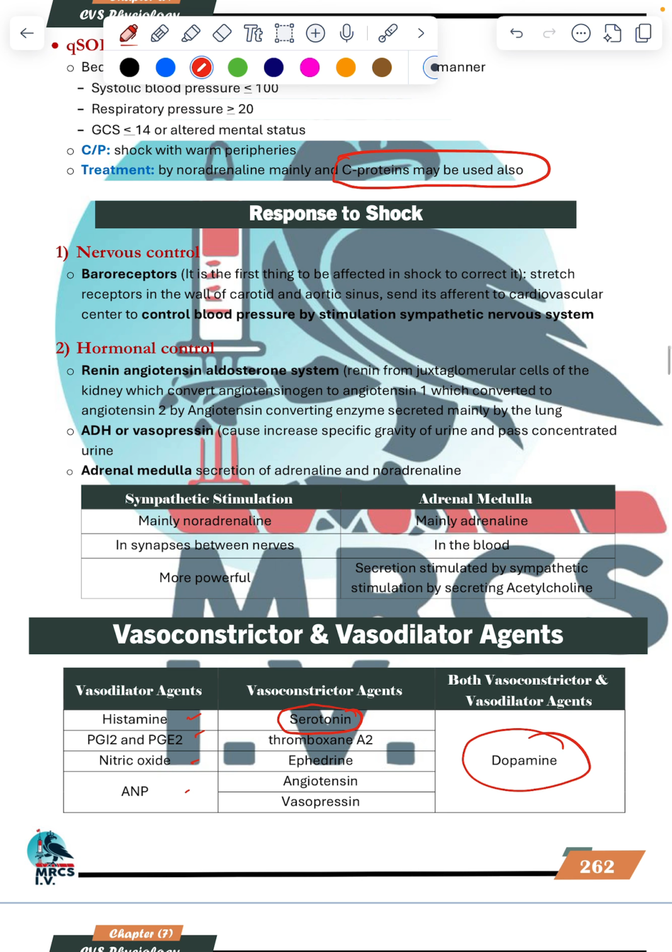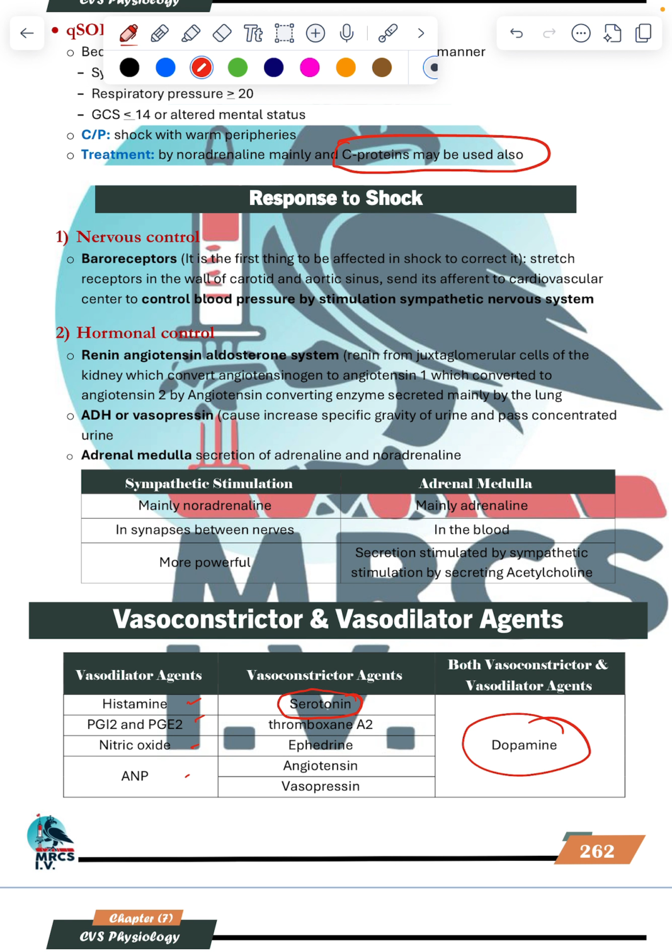Now, response to the shock. Nervous response. Baroreceptor is the first thing to be affected in shock to correct it. Stretch receptors in the wall of the carotid and aortic sinus send their afferent to the cardiovascular center, controlling blood pressure by stimulation of the sympathetic nervous system.